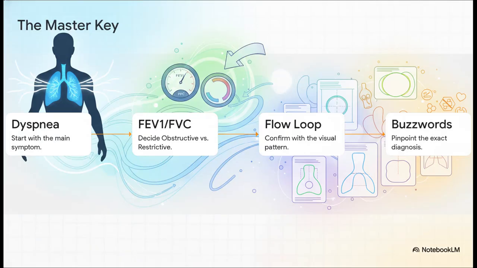So let's put it all together. This right here is your master key. This is your mental framework for every pulmonary question. You see the question, you start with dyspnea. Then you use the FEV1/FVC ratio to make that first critical decision, obstructive or restrictive. Confirm your gut feeling with the shape of the flow volume loop. Then you hunt for the clinical buzzwords in the vignette to nail the specific diagnosis.